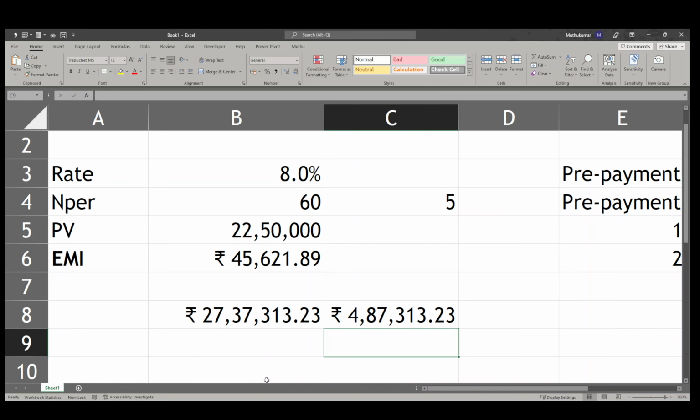So this EMI formula helps you to calculate how much you are going to invest and what is the return you are going to take. All the things, the valuation, everything you are going to use with this formula. That is the EMI formula.